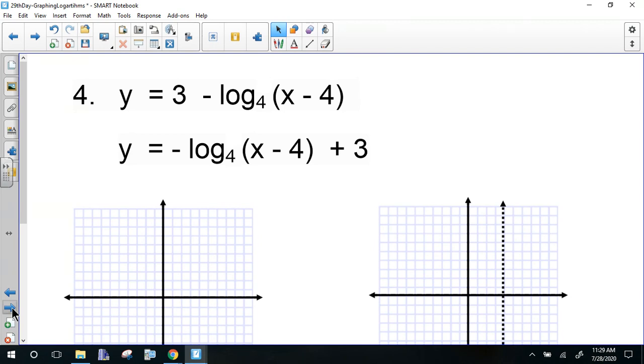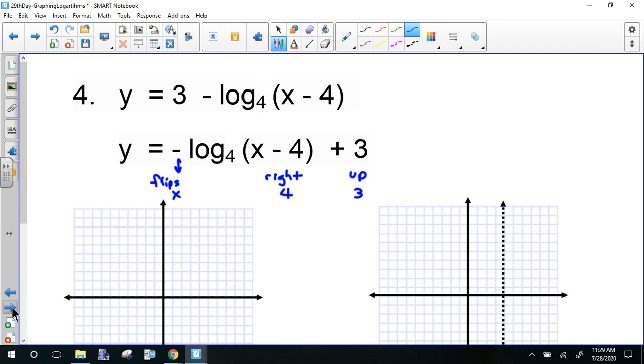I want you guys to try this one. This is negative log base 4 of (x minus 4) plus 3. So keep in mind what the reflection does. It flips it over the x-axis. This will move it right 4. This will move it up 3. So you guys pause the video and see if you can graph that one.